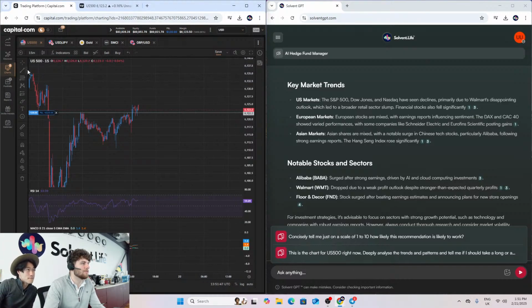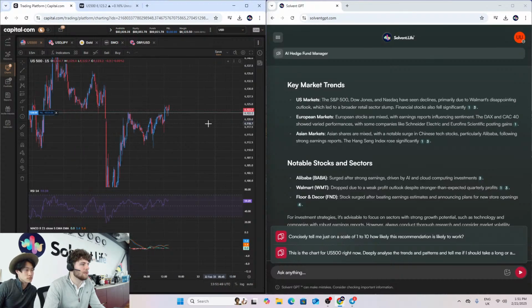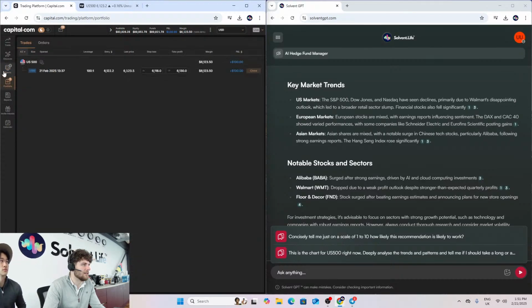Going back to our US 500 trade, what do we have here? Currently sitting at about $130 in profit.